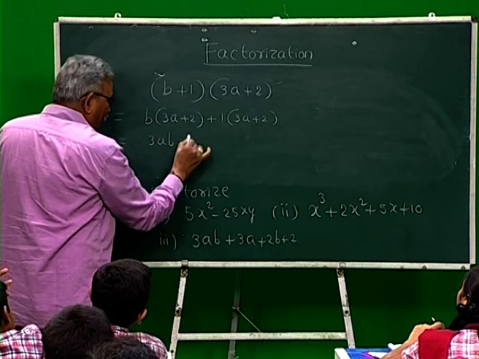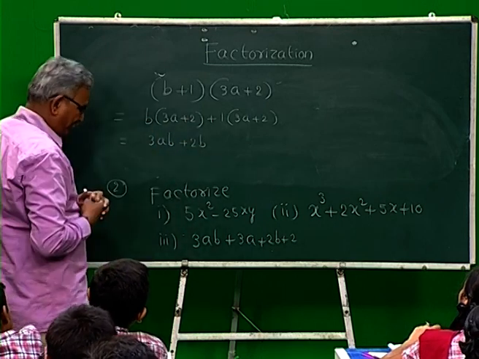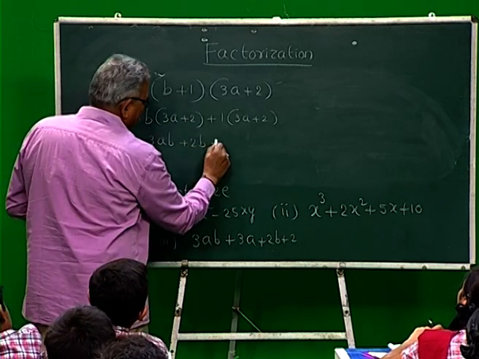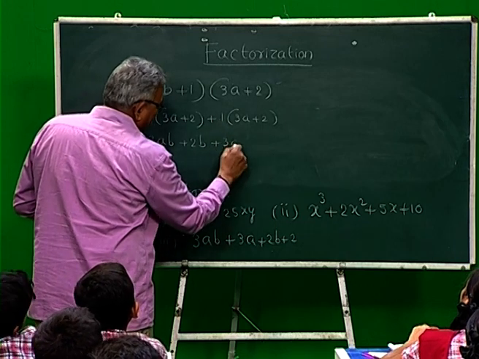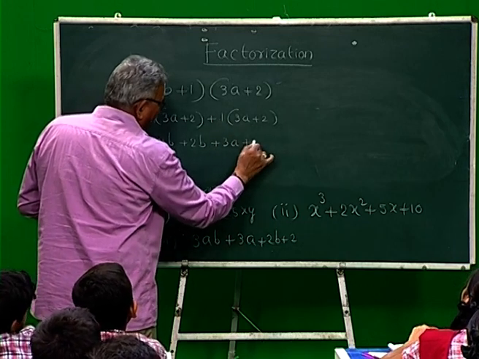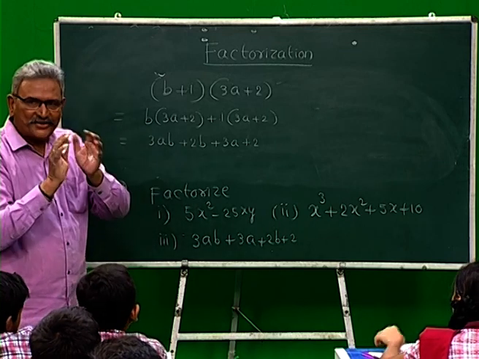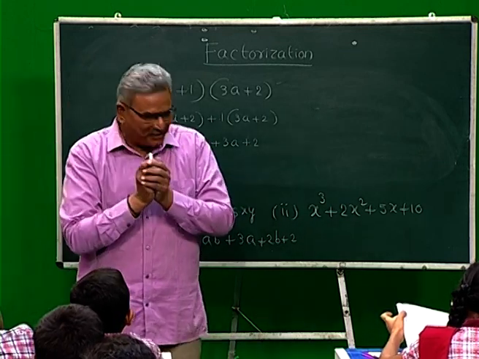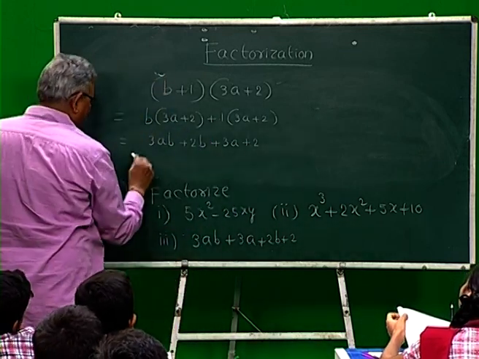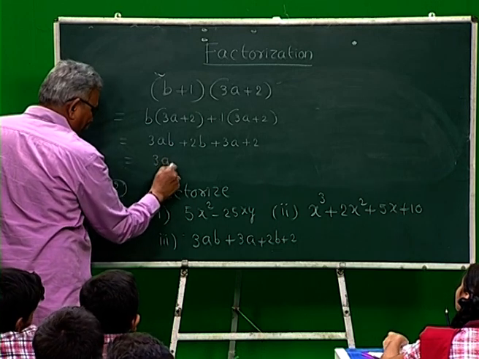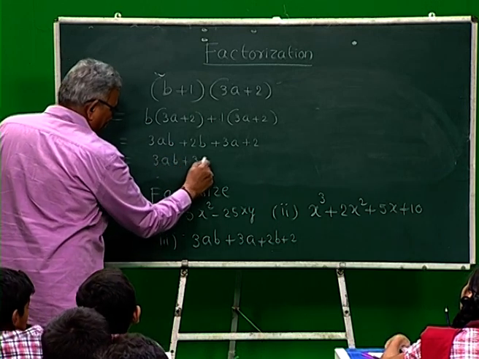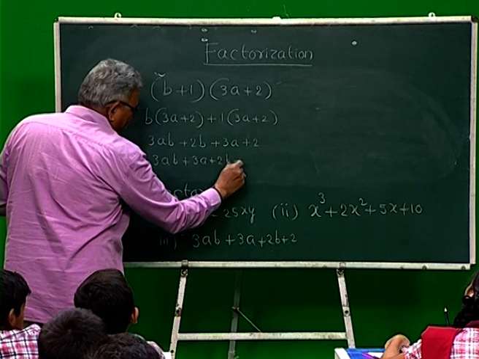B into 2, how much? 2b. B into b. Next, plus 1 into 3a is 3a. 1 into 2, plus 2. We can rearrange the terms. So that means rearranging the terms, this can be written as 3ab plus 3a plus 2b plus 2.